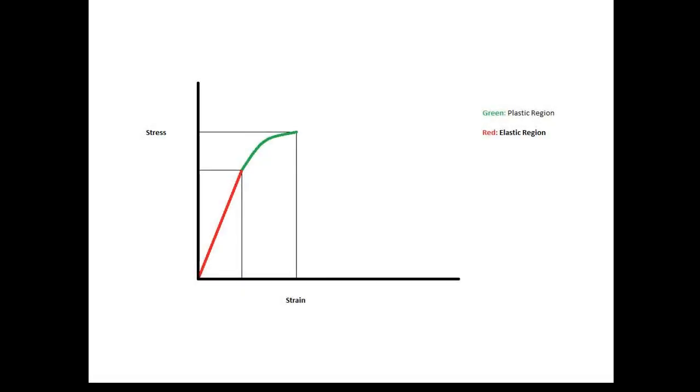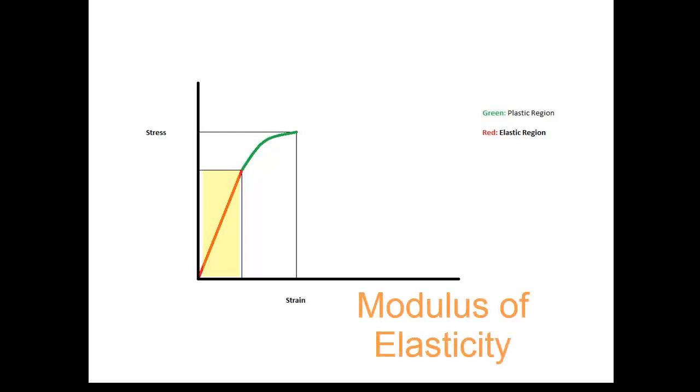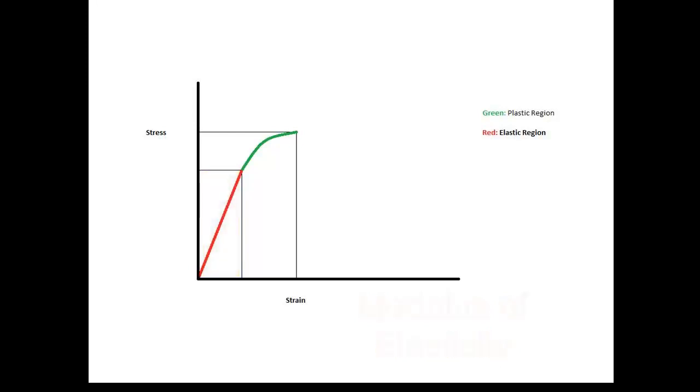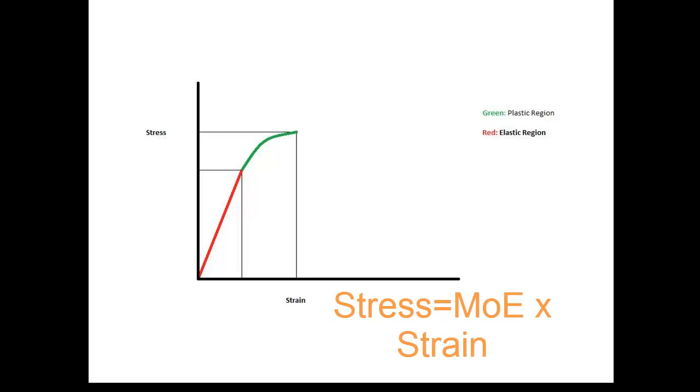On the stress-strain diagram, the region of the stress-strain plot corresponding to the elastic deformation is linear. The slope of this line is known as the modulus of elasticity. This gives the formula stress equals modulus of elasticity times strain.